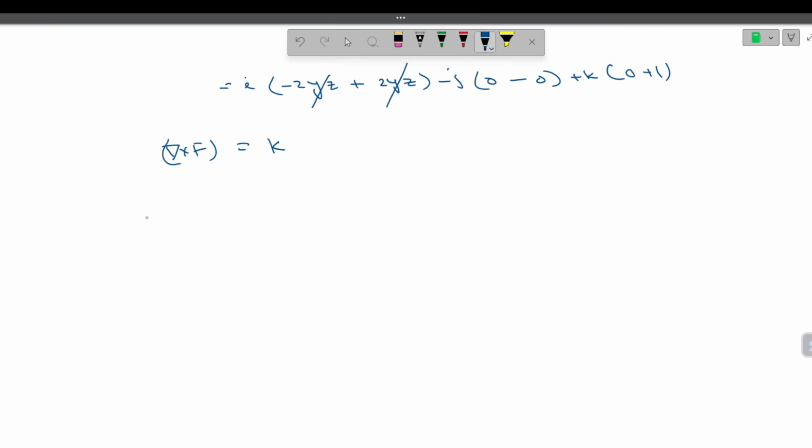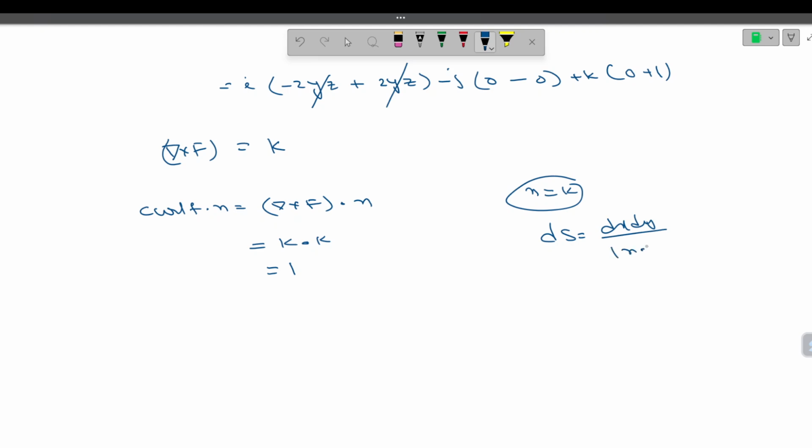Now next, curl f dot n. So curl f means del cross f dot n. This is k. Our unit vector along the xy plane is k. K dot k is 1. And n equal to k we have to take in this way. So now ds equal to dx dy by mod of n dot k. N equal to k, K dot k is 1. So ds is dx dy.